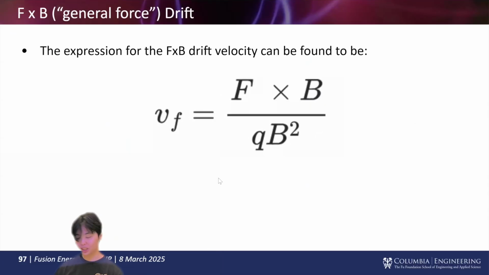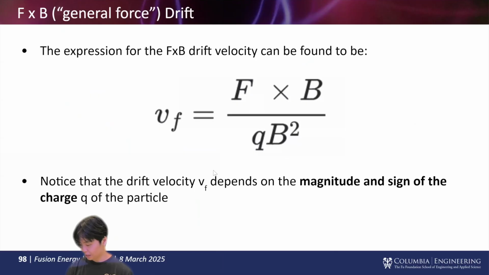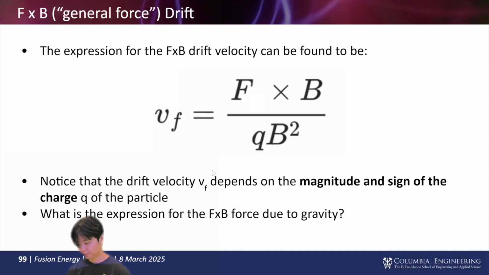So this is the general expression for the velocity of the drift: F cross B divided by QB squared. You can also do this derivation if you want, but it is not trivial to show, so we'll just explain it conceptually here. Notice that the drift velocity depends on the magnitude and sign of the particle's charge Q, which is in the bottom of this fraction.